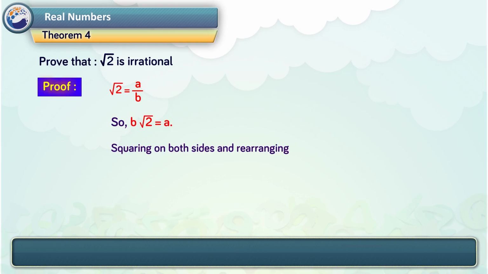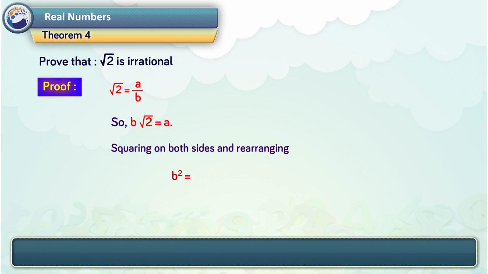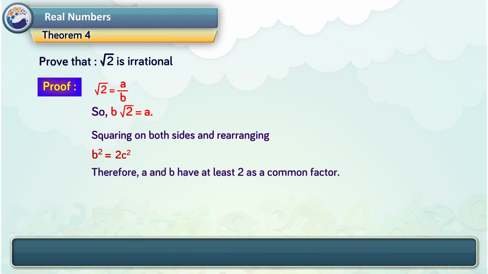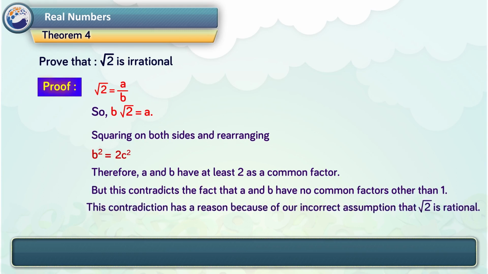Squaring on both sides and rearranging, we get 2b squared is equal to a squared. Therefore, 2 divides a squared. Now, by theorem 3, it follows that 2 divides a, so we can write a is equal to 2c for some integer c. That is, b squared is equal to 2c squared. Therefore, a and b have at least 2 as a common factor. But this contradicts the fact that a and b have no common factors other than 1. This contradiction has arisen because of our incorrect assumption that root 2 is rational. So we conclude that root 2 is irrational.